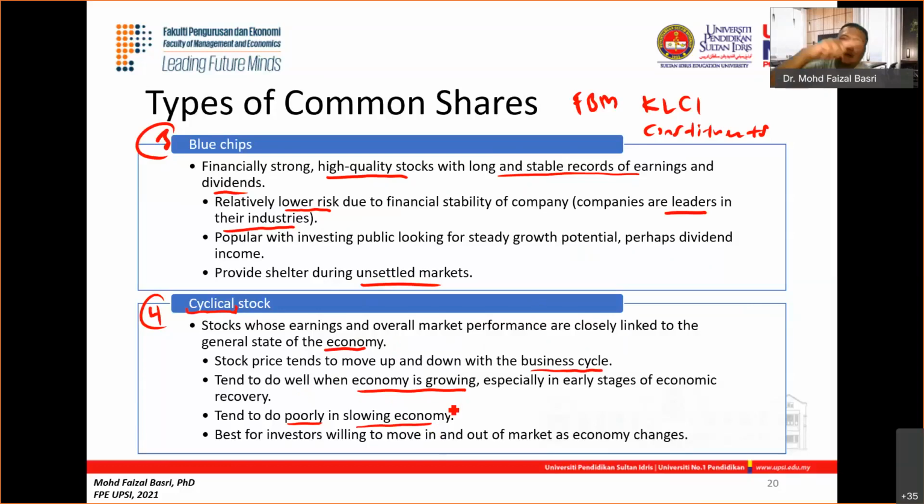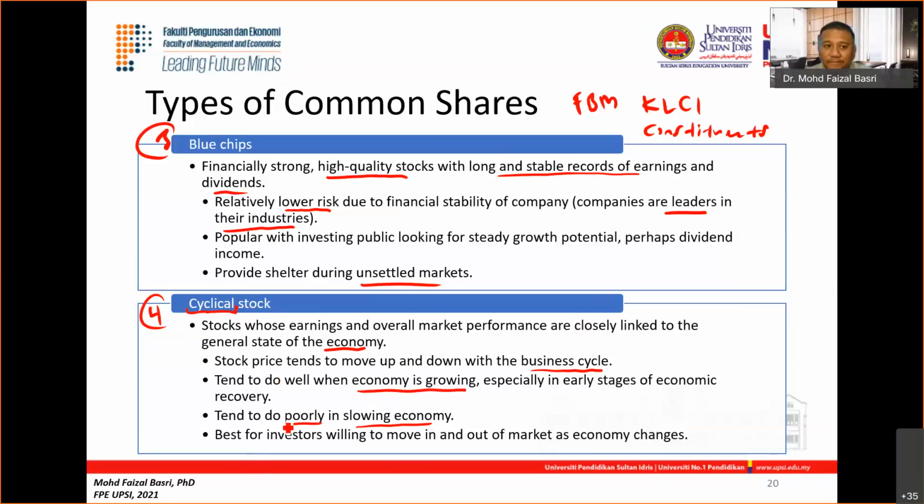Okay, so they will move up and down according to the business cycle, and also the general state of the economy. Okay, so they move closely with the economy, right? So that's why we call them cyclical, or they will work in cycles. Okay, to recap, cyclical means the performance is closely related to the economic position, whether it's growing or slowing. If growing, the company will do well, but if it's slow, the company will do poorly.